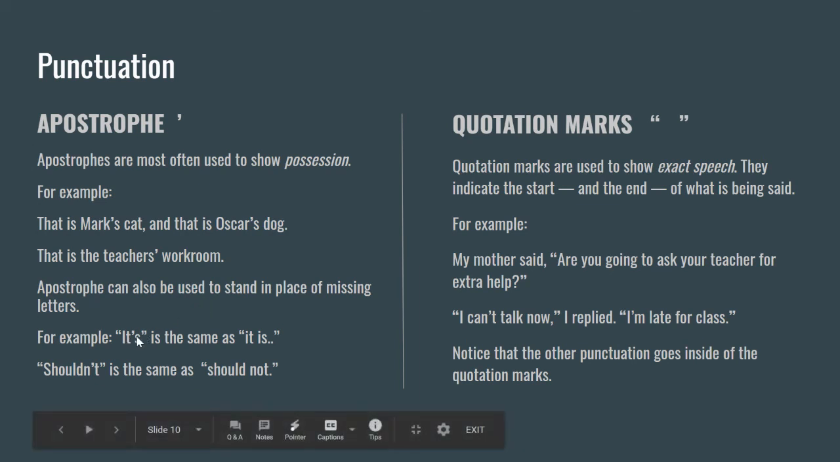For example, it's is the same as it is. Shouldn't is the same as should not. This apostrophe, there's the O. The apostrophe here, that's the I.